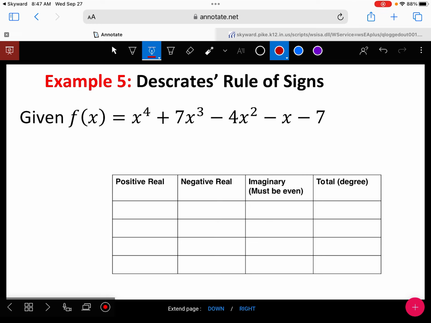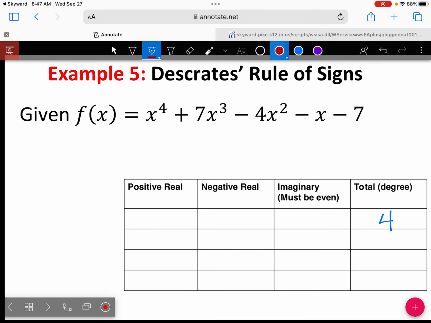Wait, hold that thought, because we don't have a lot of time. Okay. So my degree is 4. So that's the only number that can go in that column. So let's count our sign changes for positive. So positive to a positive, I did not change. Positive to a negative, did I change? Negative to a negative. Negative to a negative. All right, so how many positive real solutions will I have? Can't have such a thing as a negative. So just 1. If I try to go backwards by 2, I'm negative.